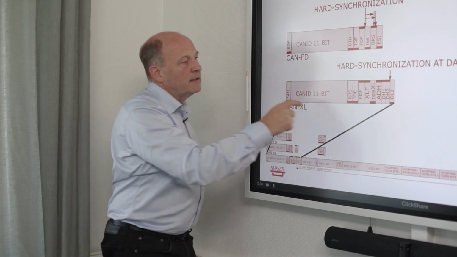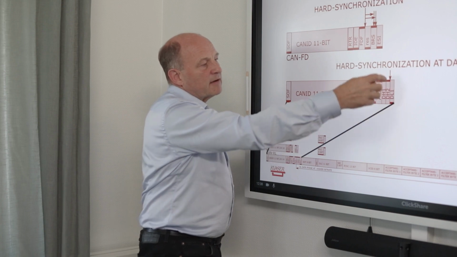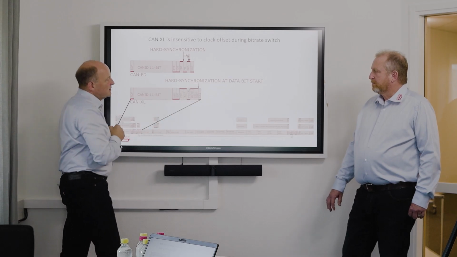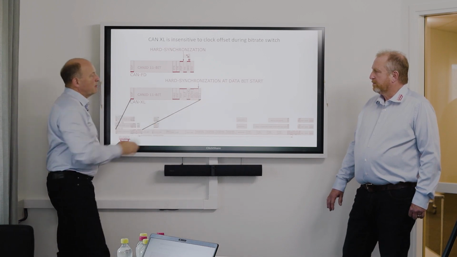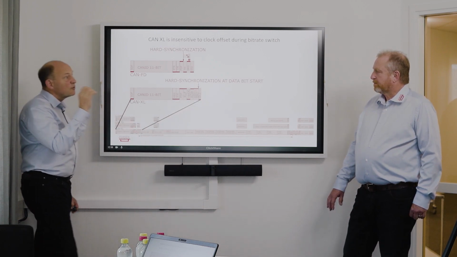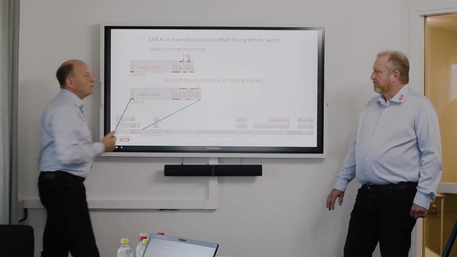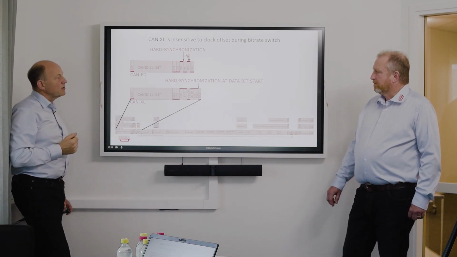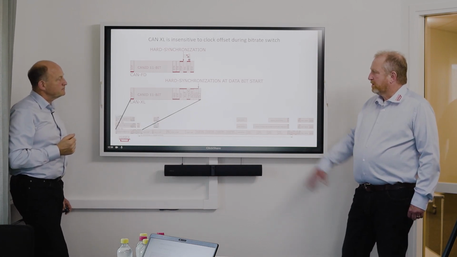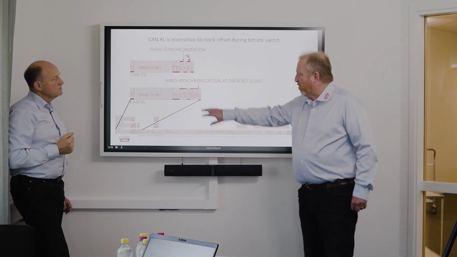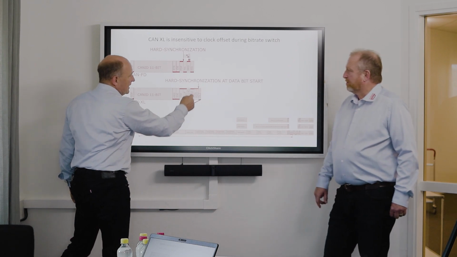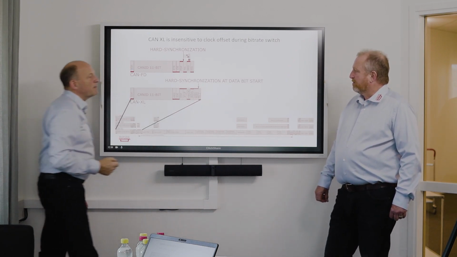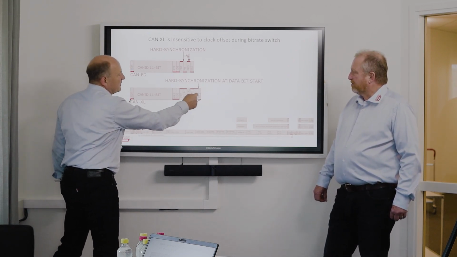In CAN XL, you do the same, but here is a second recessive to dominant edge that synchronizes the data bits' sample point. So even if those bits are extremely small, the sample point will come exactly in the correct spot relative to this edge. So on CAN XL, it always will happen here. The bitrate switch is actually here, but it will resynchronize the sample point there. Okay. And here it doesn't matter.